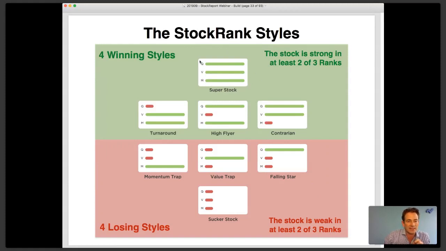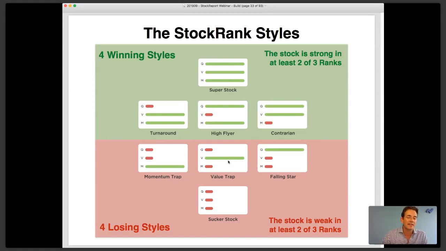Generally, the way you should understand these classifications is that, as you can see on this schematic, each one of these little cards has a Q, V, and M: quality, value, momentum. The Q, the V, and the M will either be green or red, in other words, high rank or low rank. And so you get these 8 combinations of these 3 factors. The 4 above in this green section have at least 2 of 3 ranks which are fairly good, and a maximum of 1 which is bad. Whereas for the losing styles, like a sucker stock, you have all 3 being bad. And for the other ones, you have 1 which is good. And that's where the trap nature comes from.